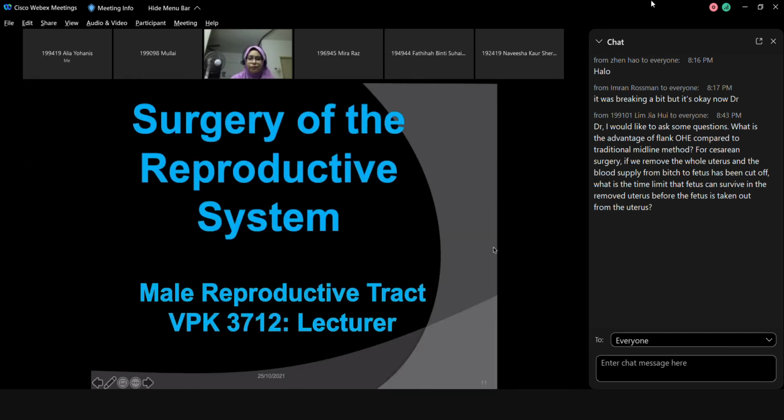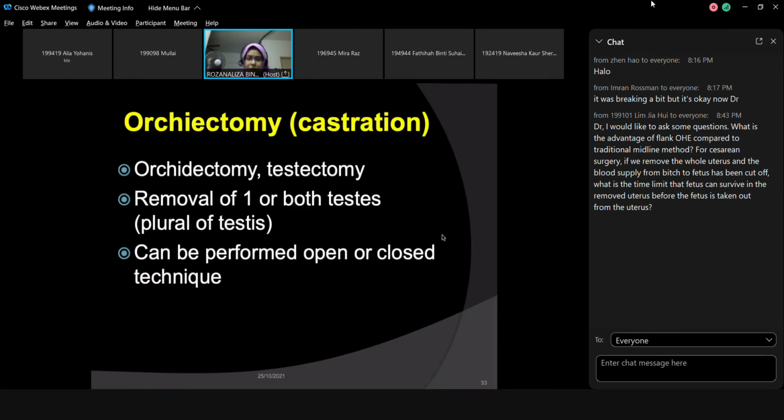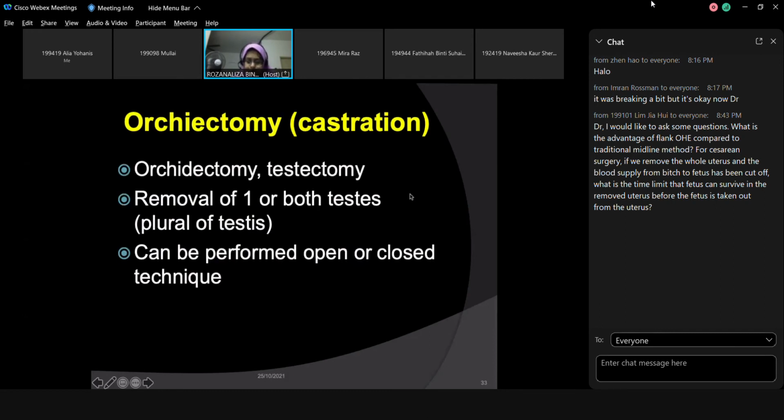Okay, so let's have a very quick recap of the male reproductive system. Sorry, I think I already removed the slide, so I will add it on later. For the male reproductive system, I think it's very straightforward. You have your testicles, and the important ones that cause diseases needing surgery are usually the testis, the prostate, and also the penis.